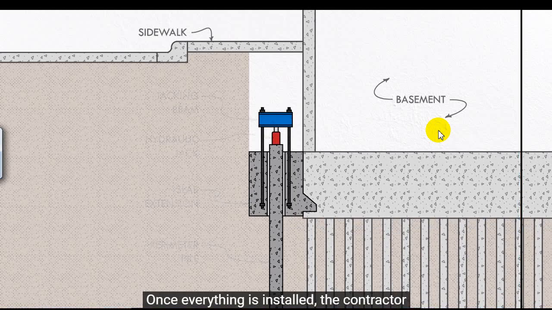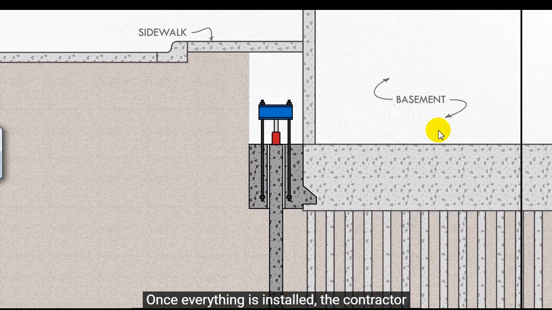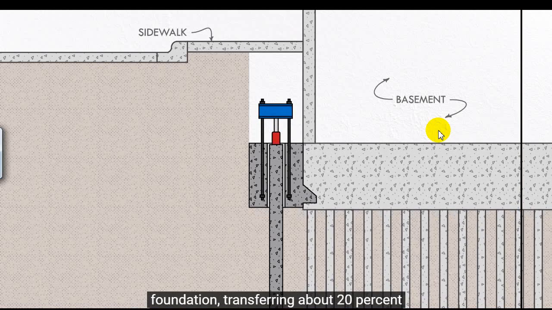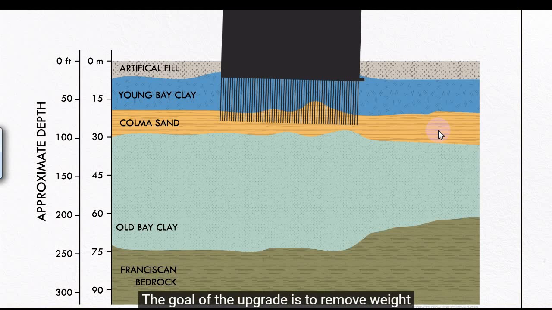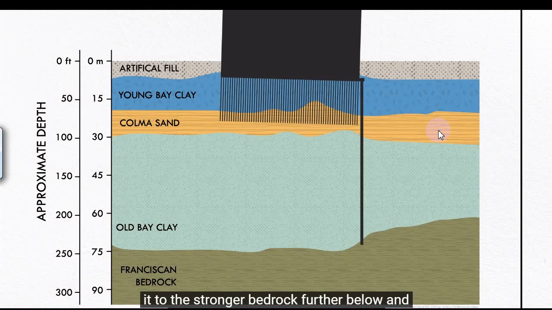Once everything is installed, the contractor will use the hydraulic jacks to lift the building's foundation, transferring about 20% of the load onto the new perimeter piles. That means each one will be carrying around 800,000 pounds or 360,000 kilograms. The goal of the upgrade is to remove weight from the clay soils below the building, transferring it to the stronger bedrock further below and thus slowing down the settlement.